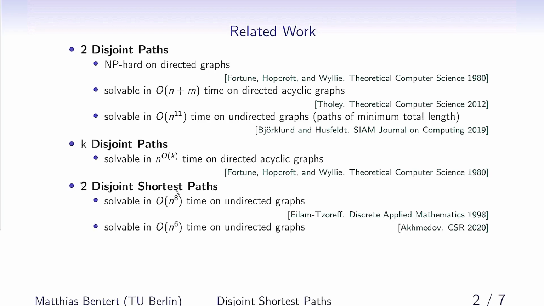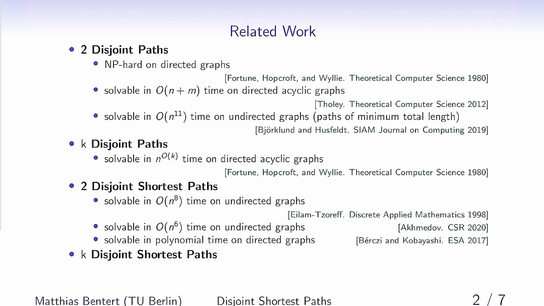This n to the 8 time algorithm was recently improved to n to the 6, and for directed graphs it's also known to be polynomial time solvable. And now to the problem variant we are interested in, k disjoint shortest paths. Parallel to us, William Lochet showed that the problem is solvable in XP time, so in polynomial time for each constant k on undirected graphs.